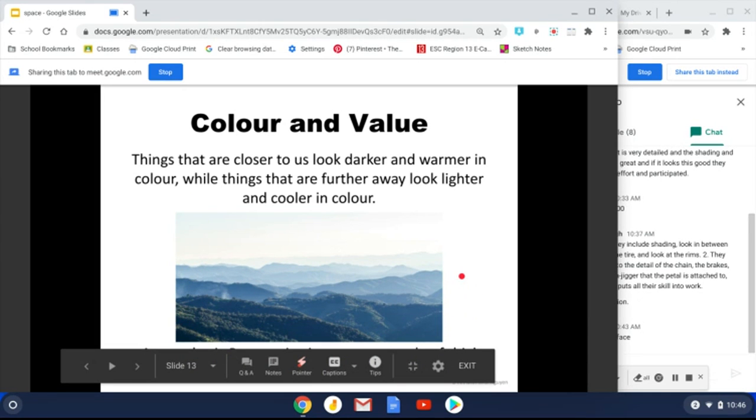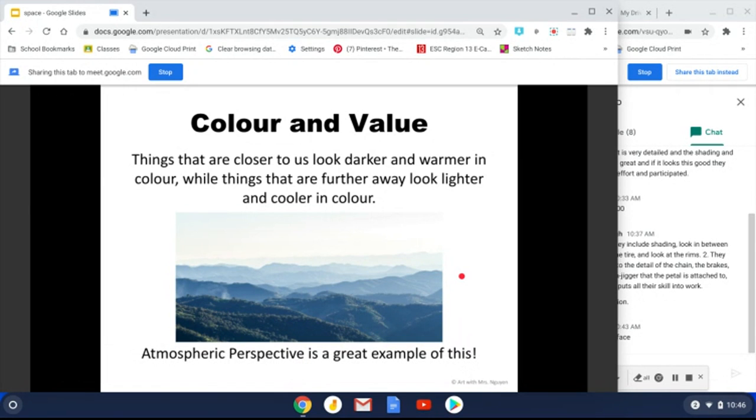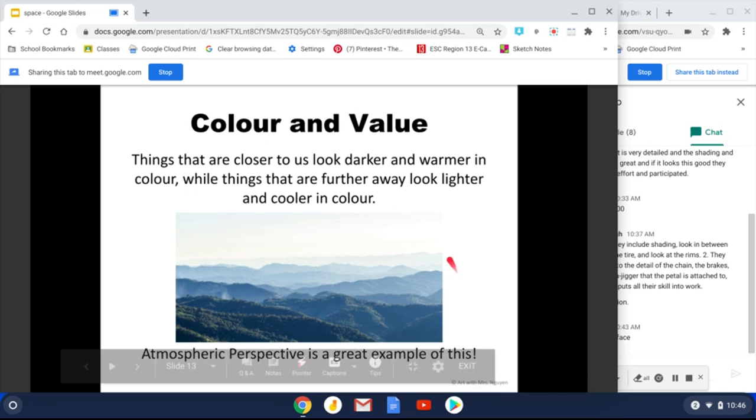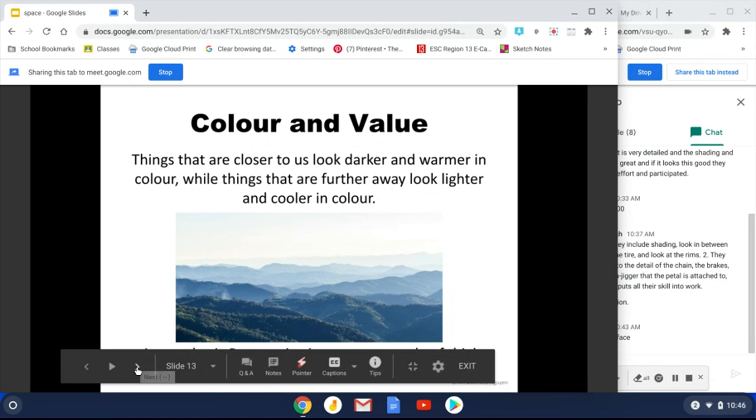Color and value, things that are closer to us will look darker and warmer. And then as they move further off in the distance, they get lighter and cooler in color. And we're going to look at that closer next week.